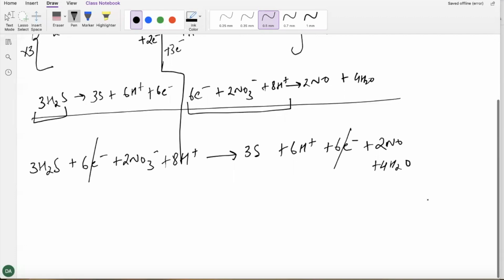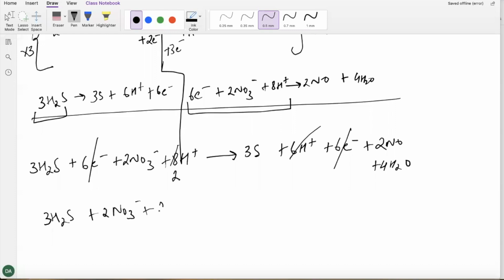Okay, now do you see anything else that will cancel? The hydrogen. The H pluses. This is 8H plus and this is 6H plus. So all these 6 will be gone. And here you will be left with how many? 2. Okay, now anything else that you see cancels? No, right? So 3H2S plus 2NO3 minus plus 2H plus.